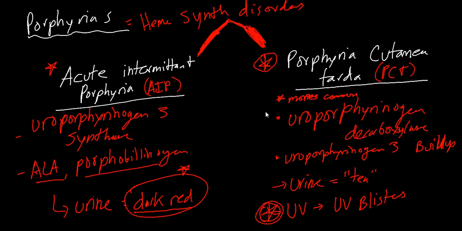You ask, do you ever get bouts where your urine is often tea-colored? And they say, why, yes. And then you can say, oh, you have a uroporphyrin decarboxylase deficiency. You can sound smart. So that's going to be PCT.